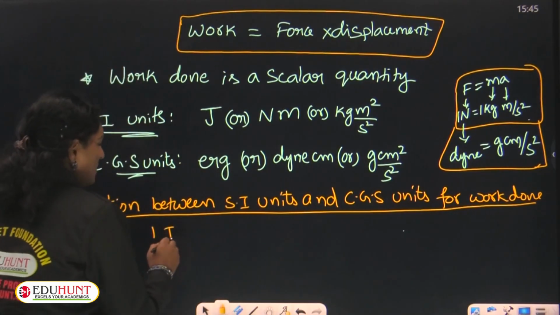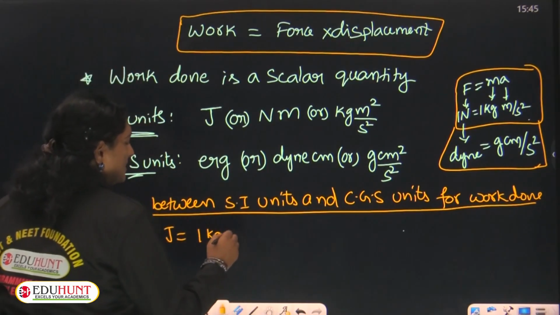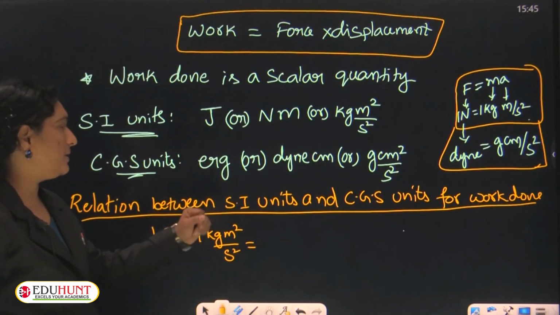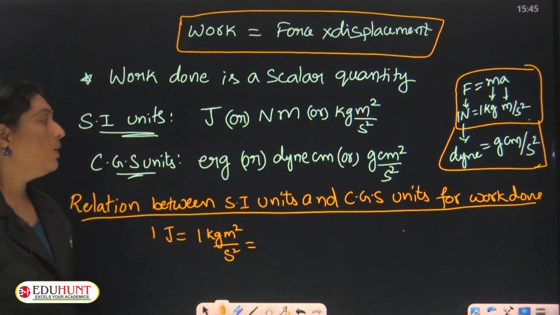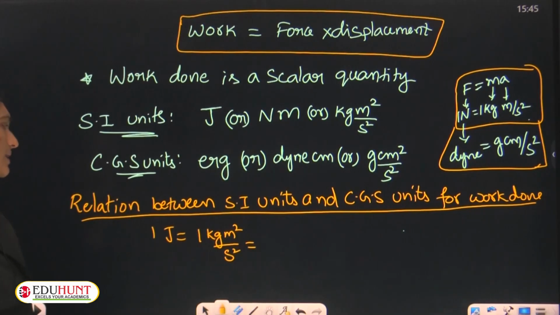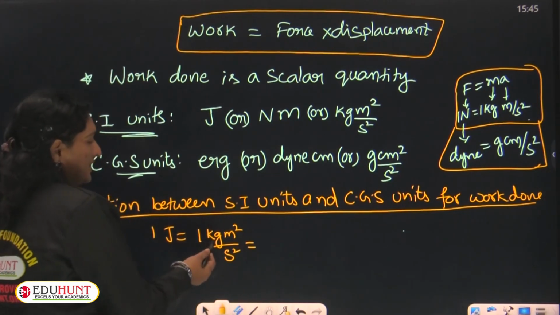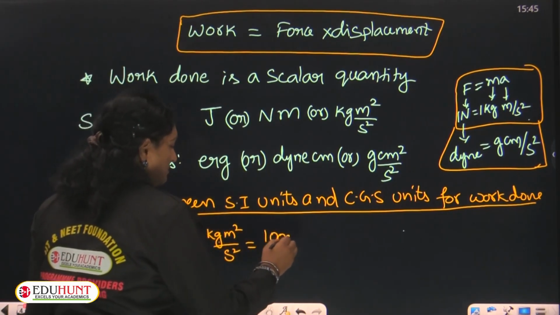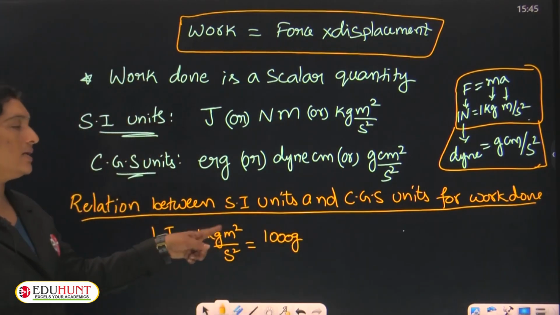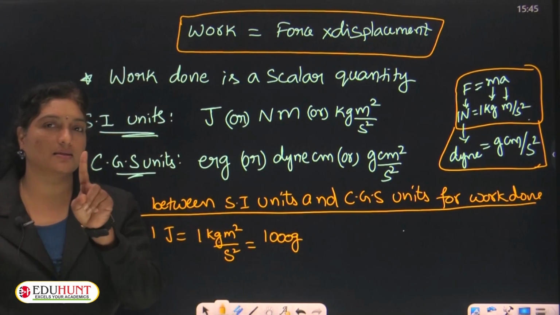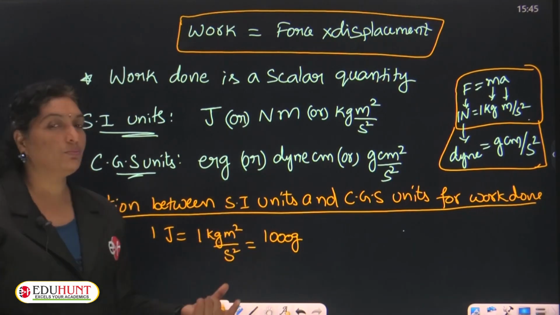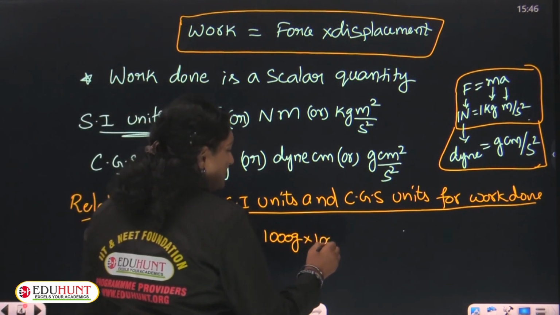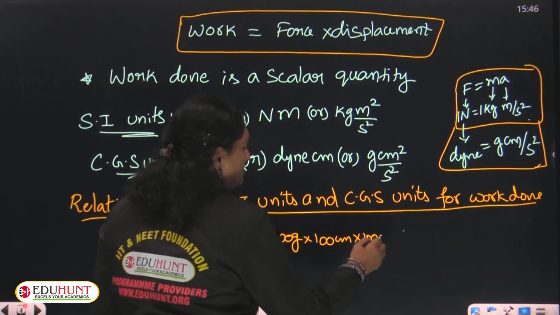So we know that 1 joule can be written as 1 kg meter square per second square. In the CGS system, it is nothing but erg, where erg equals 1 gram centimeter square per second square. So 1 kg equals 1000 grams. Meter square indicates meter into meter. Every meter consists of 100 centimeters, so meter into meter gives 100 centimeter into 100 centimeter.